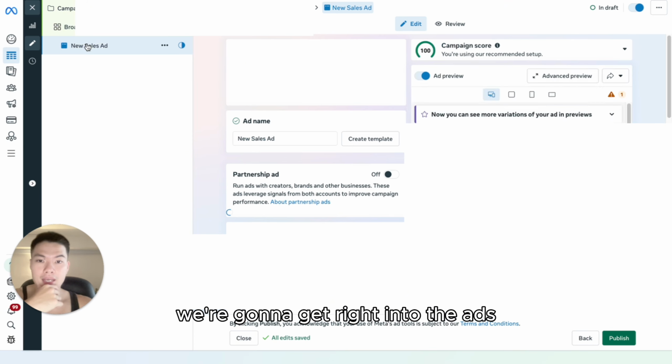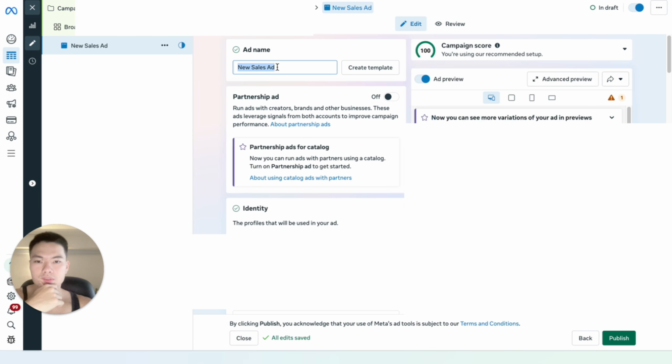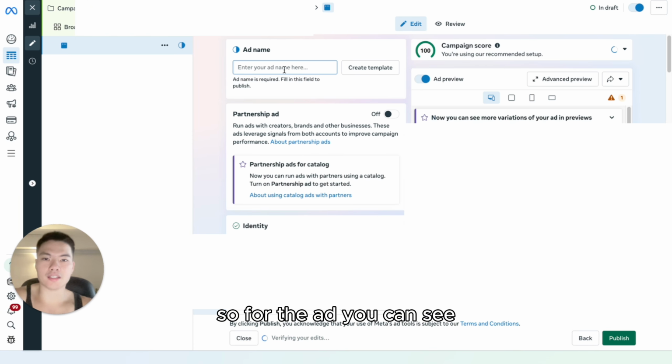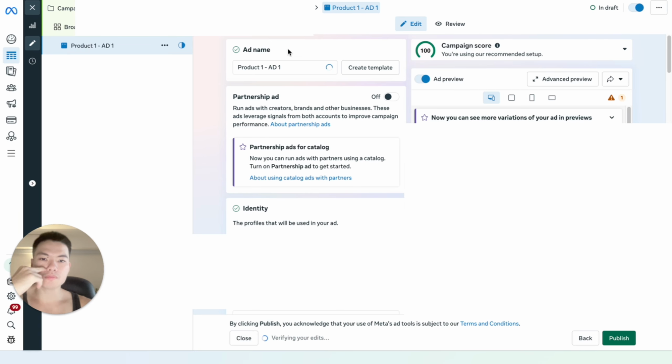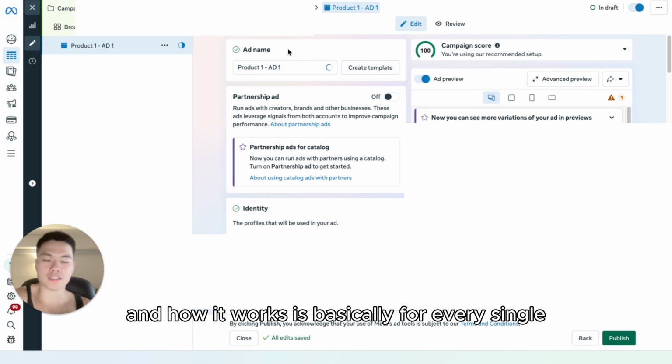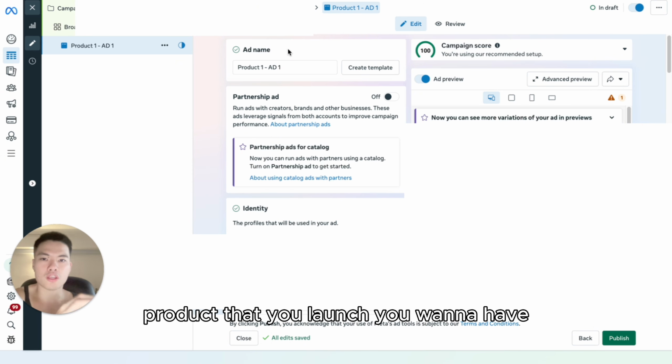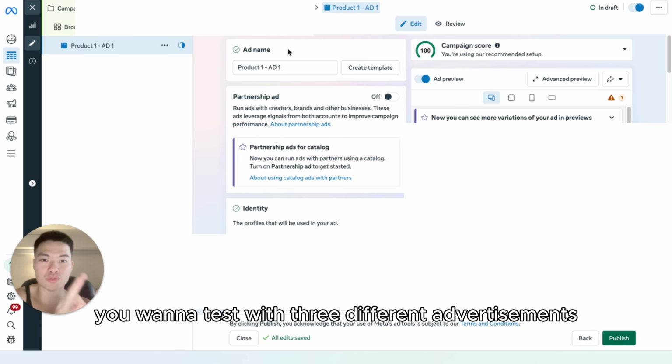We're gonna get right into the ads. So for the ad, you can see, normally I call it the name of the product, ad one, something like this. And how it works is basically for every single product that you launch, you wanna test with 3 different advertisements.